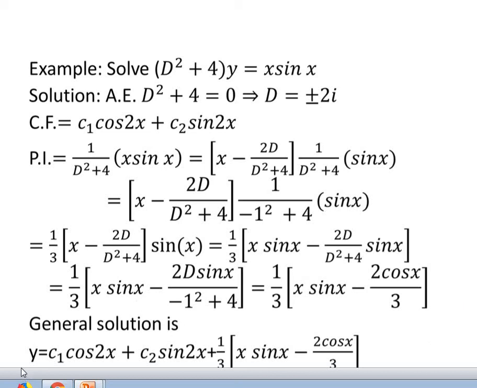So the general solution is y is equal to c1 cos of 2x plus c2 sin of 2x plus 1 by 3 times x sin x minus 2 times cos x upon 3. That is our general solution.